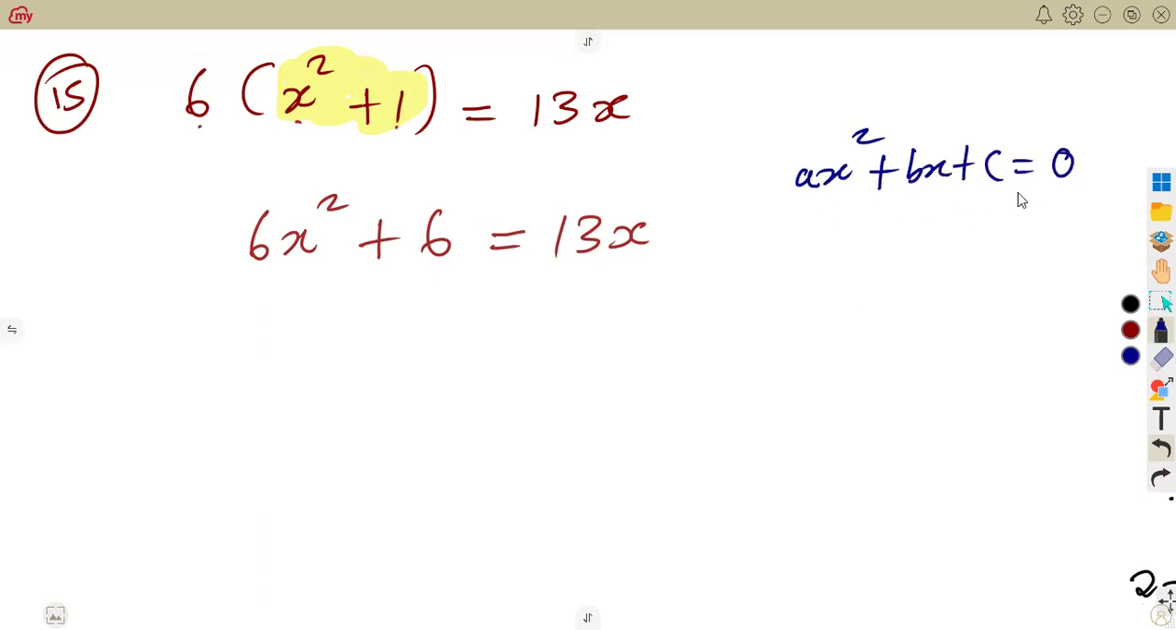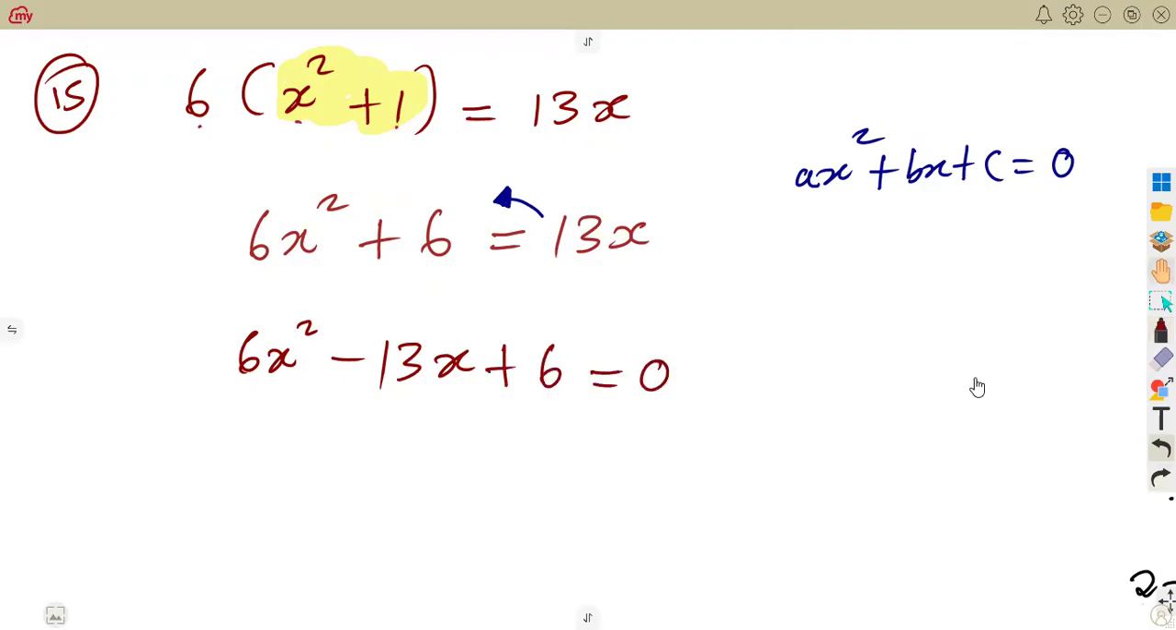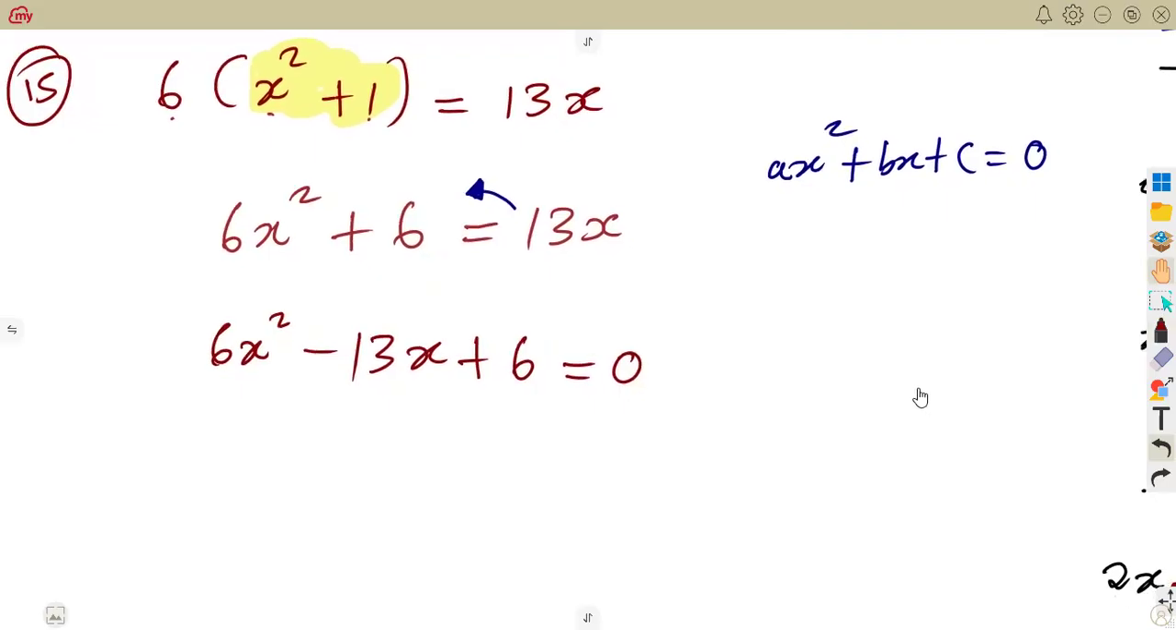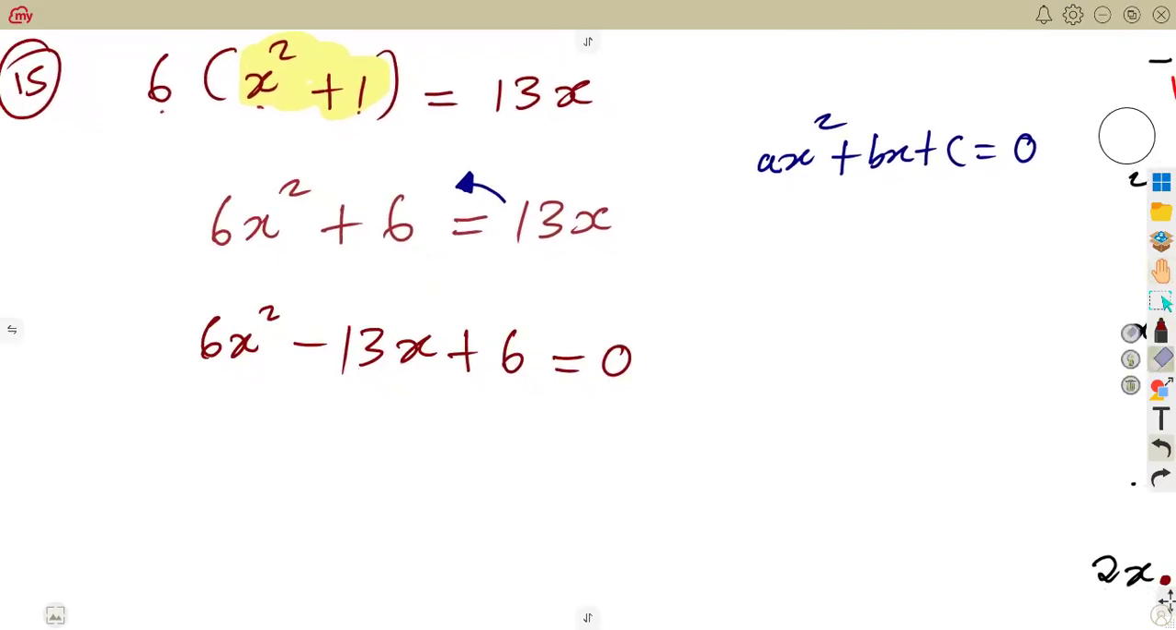Ax squared plus bx plus c must be equal to 0. So meaning to say we're going to take the 13x to the other side of the equation. 13 to the other side gives us a negative, so that's negative 13x. Already there was a plus 6, which we had. So that's plus 6 is equal to 0. We just wanted to have this concept to say one of these sides must be equal to 0.